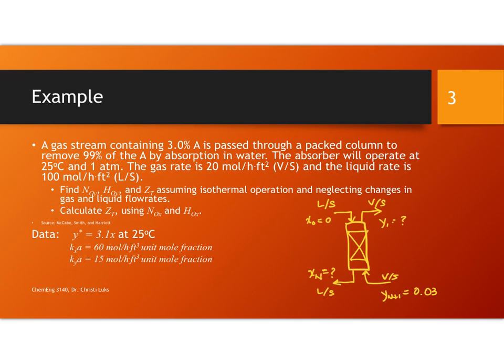So in this example problem, we have a gas stream containing 3% A passing through a packed column that is going to remove 99% of A by absorption with water, so just pure water. The absorber is going to operate at 25 degrees C and 1 atmosphere, which determines our equilibrium data for us. The gas flow rate is 20 moles per hour per square foot, so that's our V over S. And the liquid flow rate is 100 moles per hour per square foot, which is our L over S. And we want to find the total height of packing.